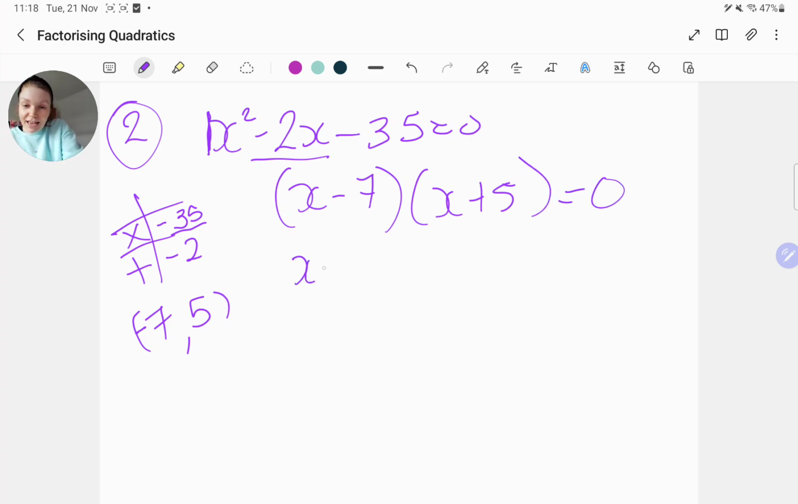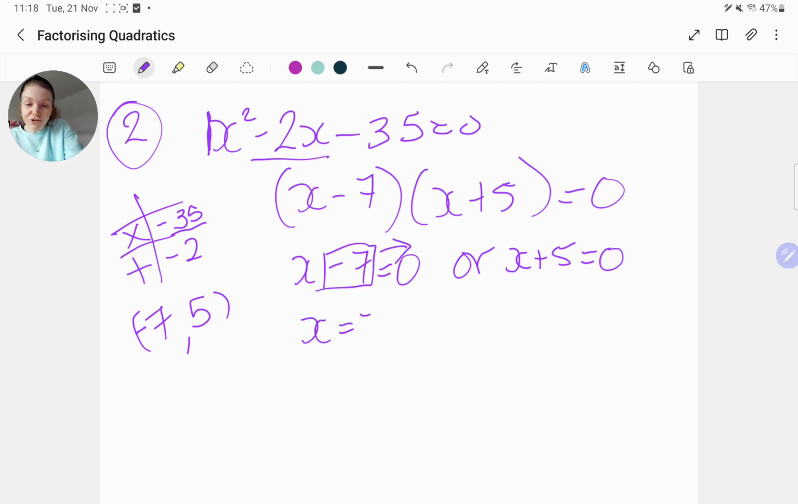So then we can say that x minus 7 equals 0, or x plus 5 equals 0. Then we have to rearrange. Remember, change side, change sign. So we're moving these across, x equals 7 or x equals minus 5. So you get to know you're more or less flipping the sign, okay? So it cuts a bit of time in the exam. So you're more or less just flipping the sign.